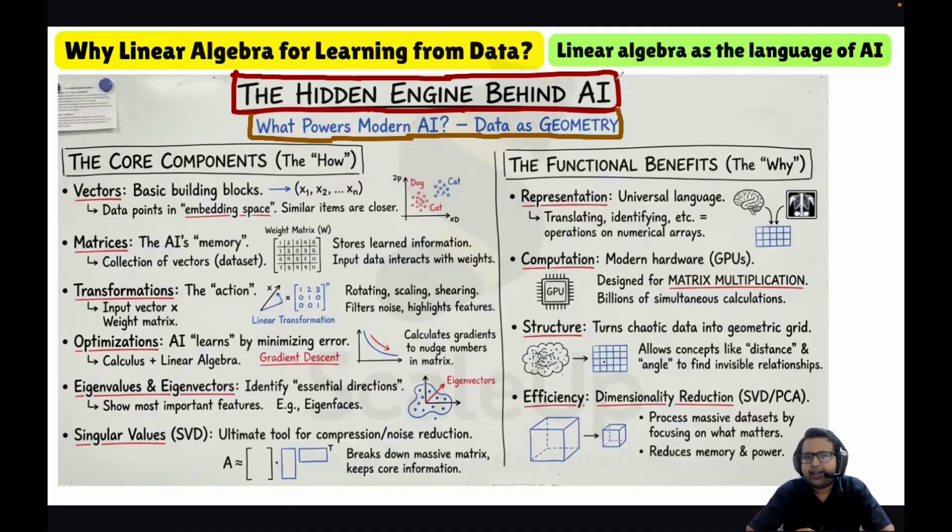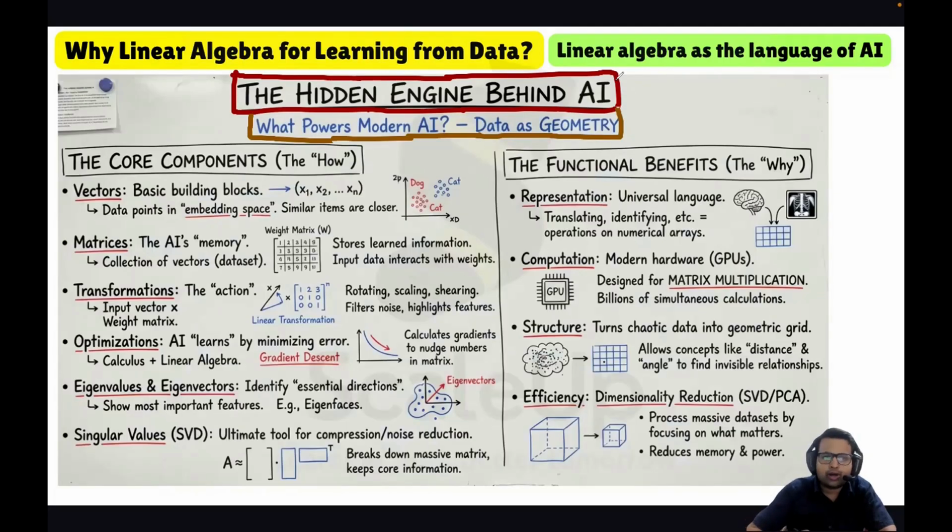So if we treat data as geometry, it is possible for us to find the patterns. And to treat data as geometry, linear algebra plays the role. Linear algebra is the framework that allows computers to see patterns in high dimensional space.